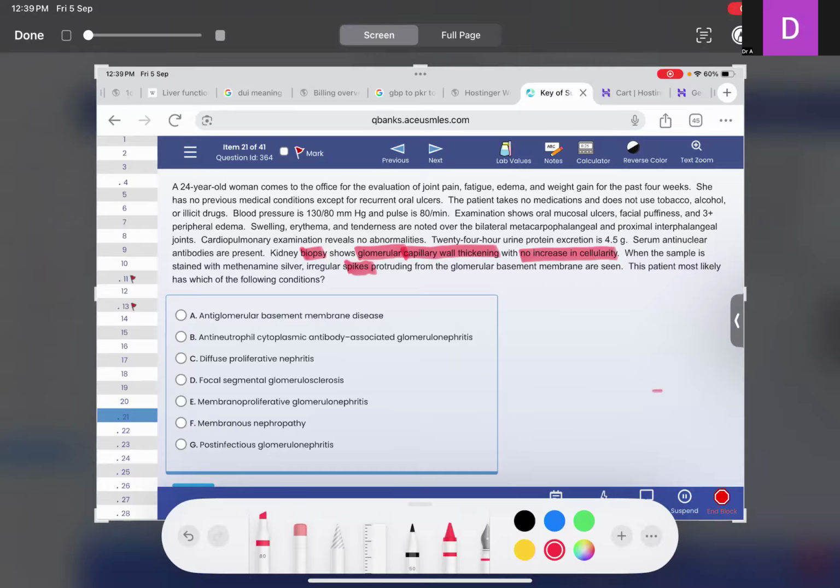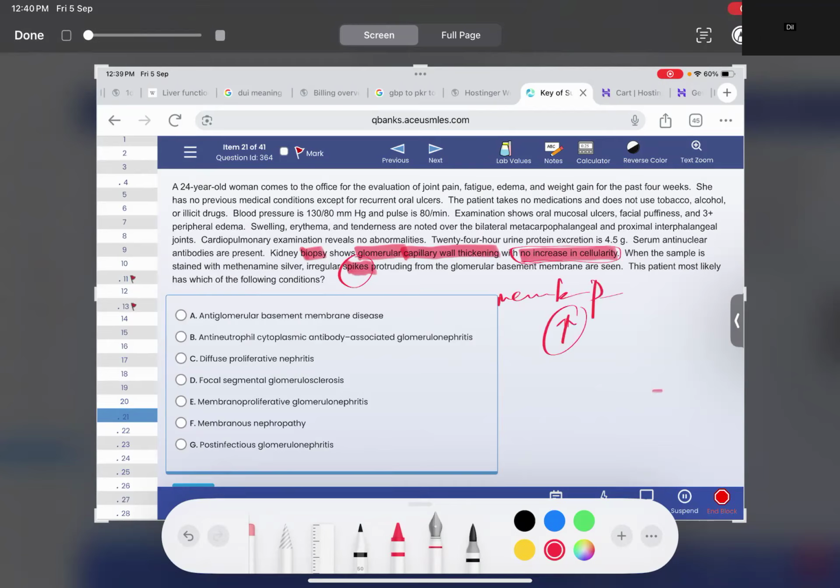So the spikes protruding, we have two important pathognomonic signs. The cellularity point we have explained. In membranoproliferative, we will have increased cellularity. And the spikes appearance on methenamine silver stain is classic for membranous nephropathy.